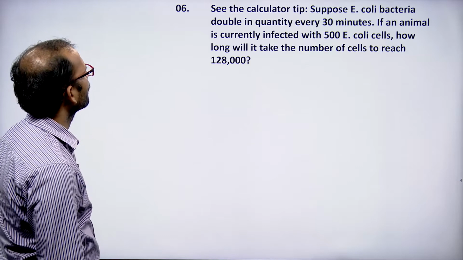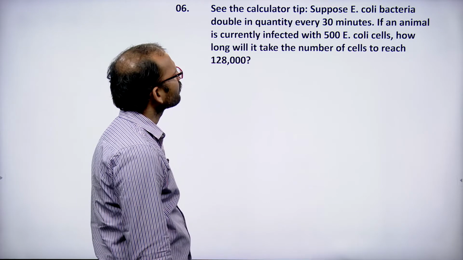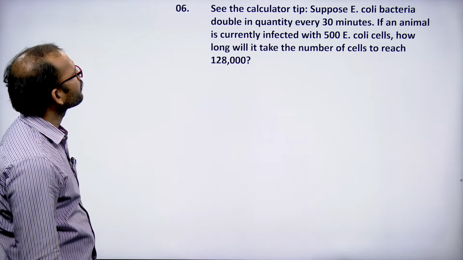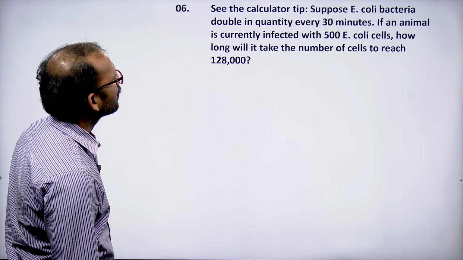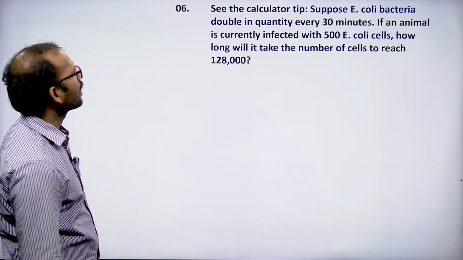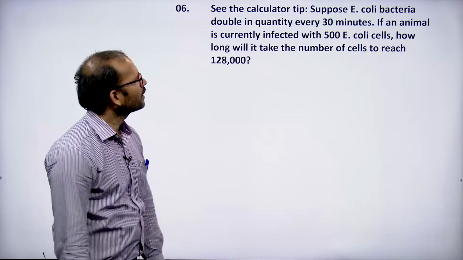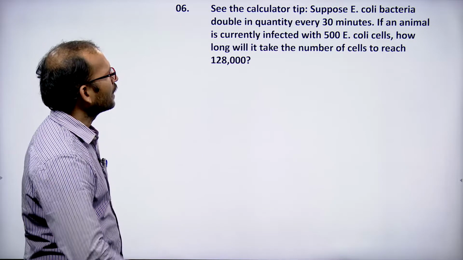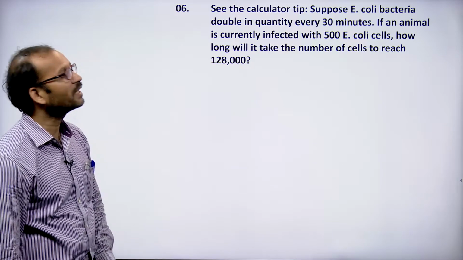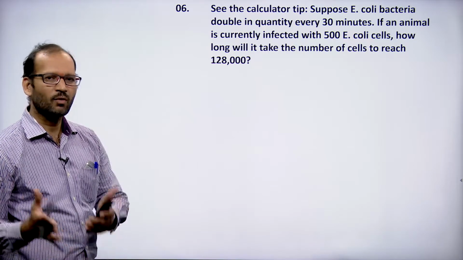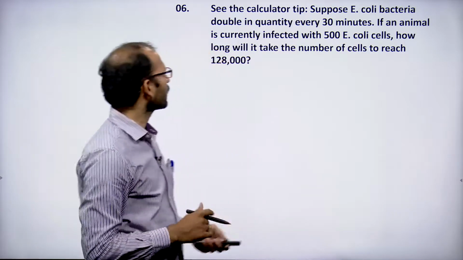Next thing, see the calculator tip. Suppose E. coli bacteria double in quantity every 30 minutes. If an animal is currently infected with 500 E. coli cells, how long will it take the number of cells to reach 1,28,000? So initially how many are there? 500. It reached 1,28,000. So at what time? How long will it take? Time here they are asking. At what time this amount will be turned into this amount? Okay, let us see.